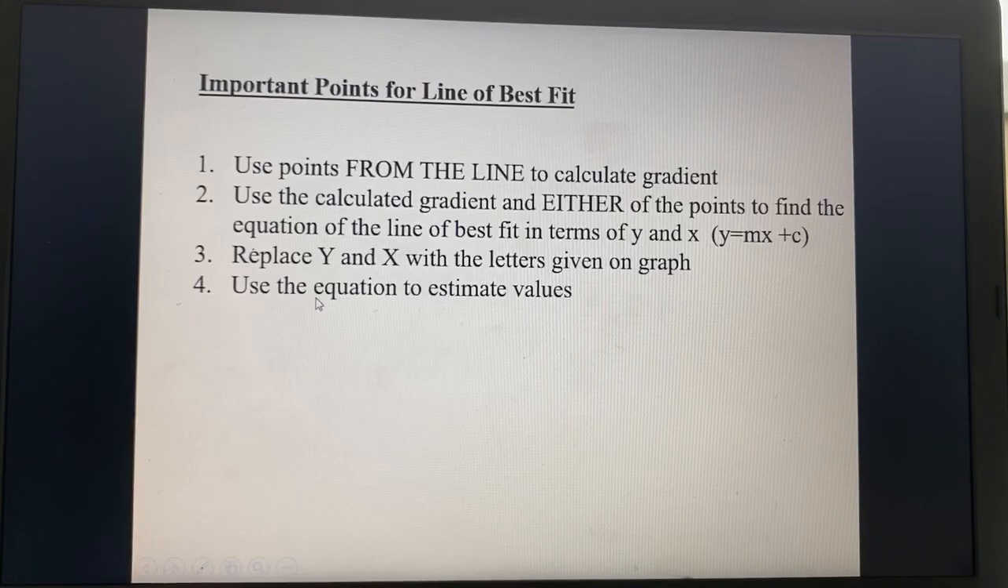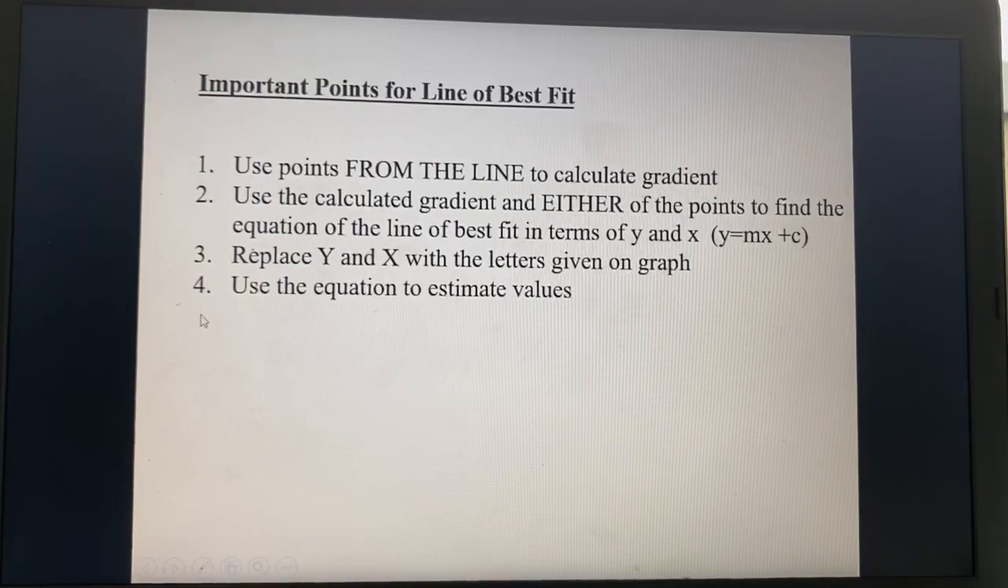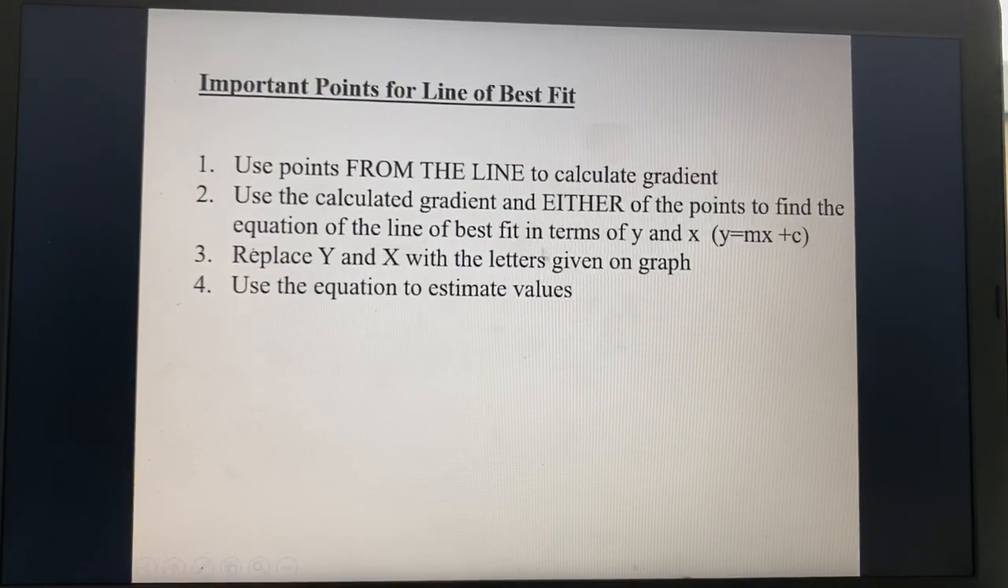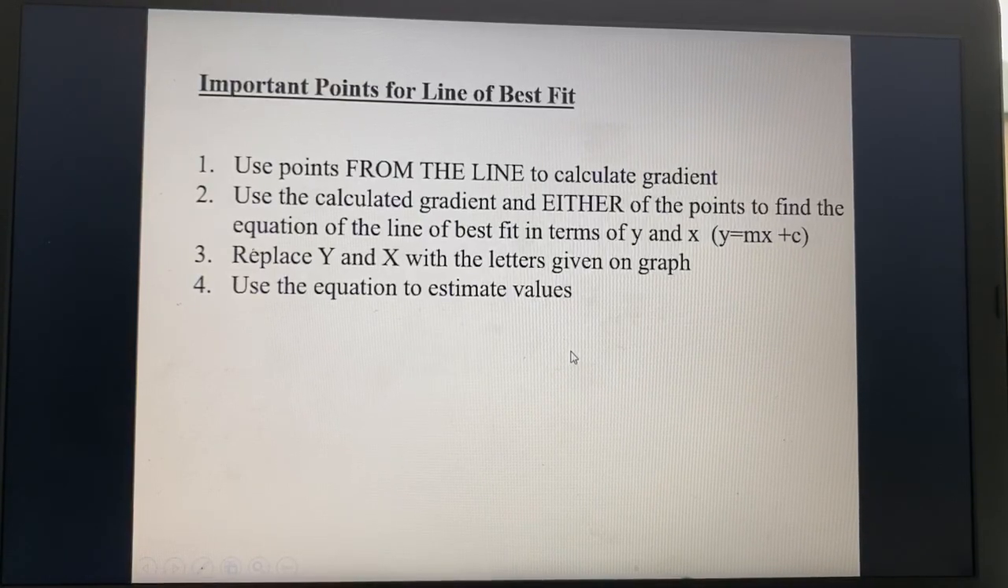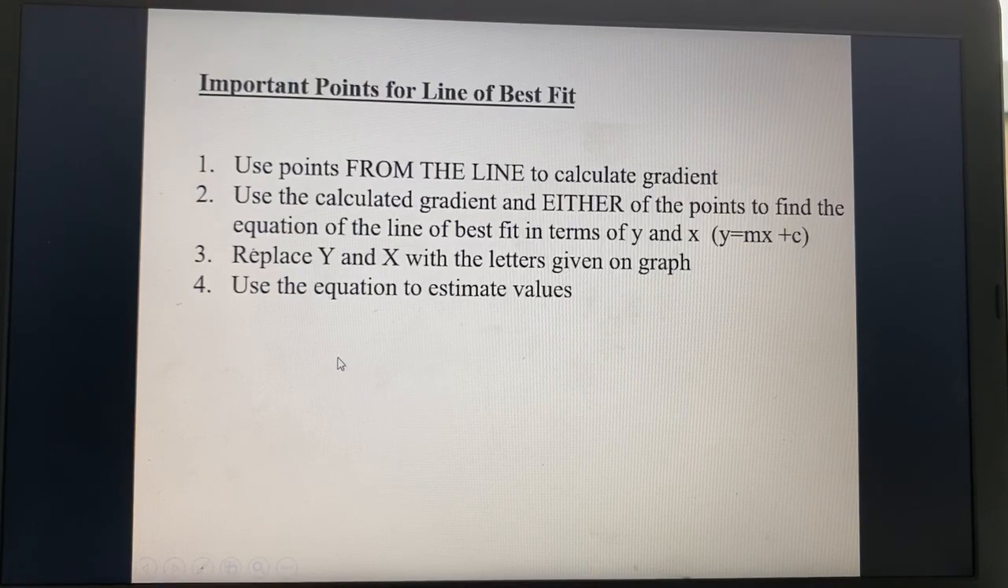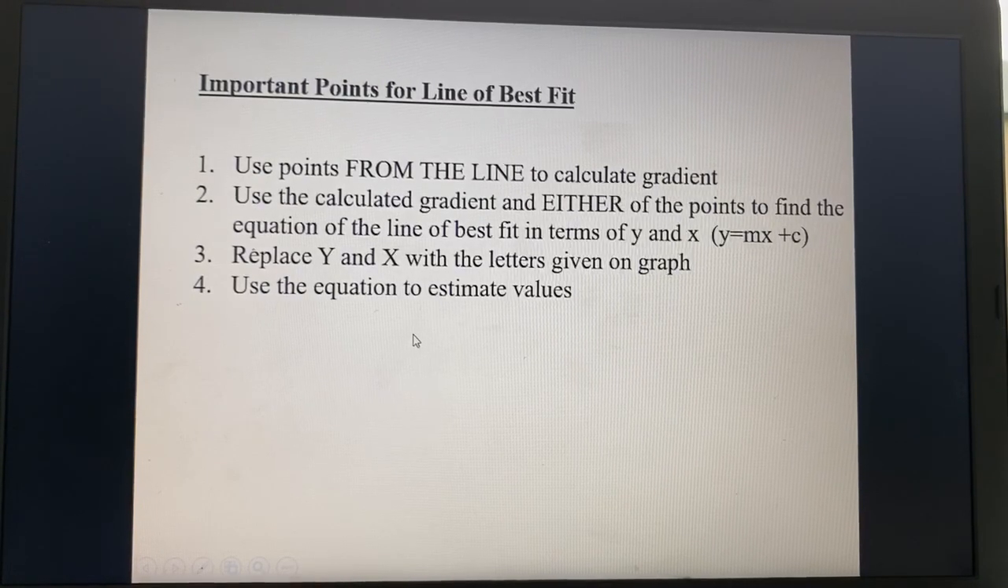And then we replace y and x with the letters given on the graph. So x with whatever it is on the x-axis, y with whatever it is on the y-axis. And then we can use that equation to estimate values. And actually, once you've replaced y and x, it's easier to use the equation because it's in context and you can think about that context a lot more easily. Okay, so that's us run through our line of best fit and our equation of our line of best fit and how we use that.